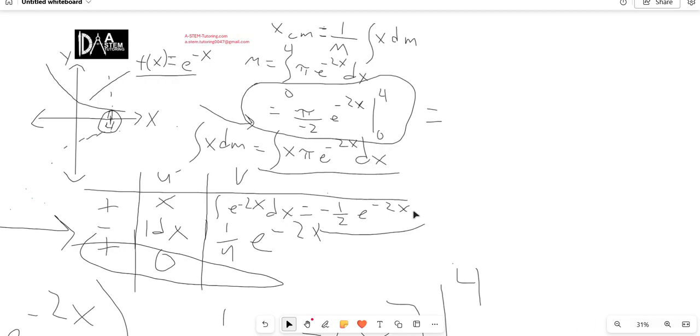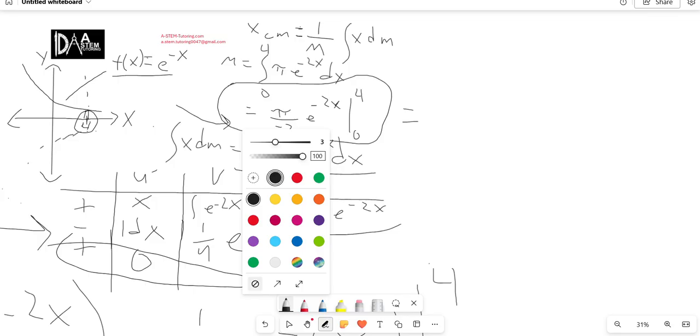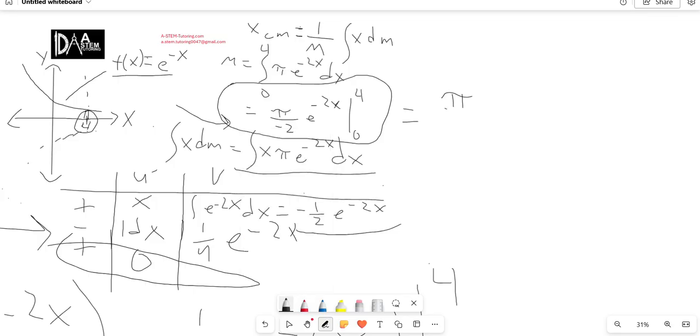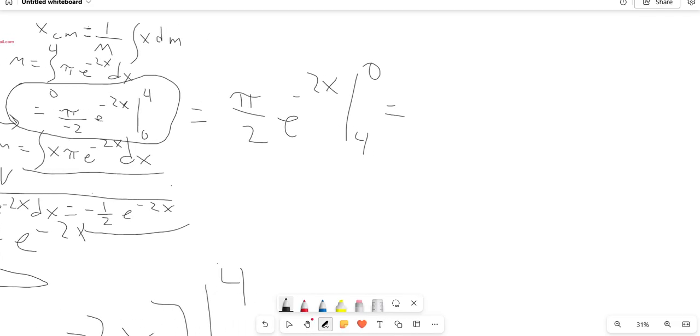Because in this first one for the mass there's a negative coefficient here, we can reverse it and make it positive. So we can make this pi over 2 e to the negative 2x from 4 to 0. Again, we've reversed the limits of our integration because we changed the negative sign to a positive. So if we plug this all in, we have pi over 2 times e to the 0 minus e to the negative 8.